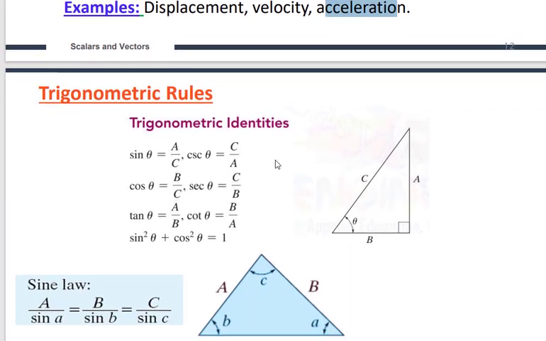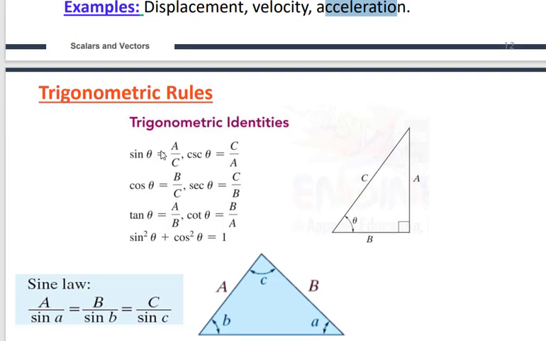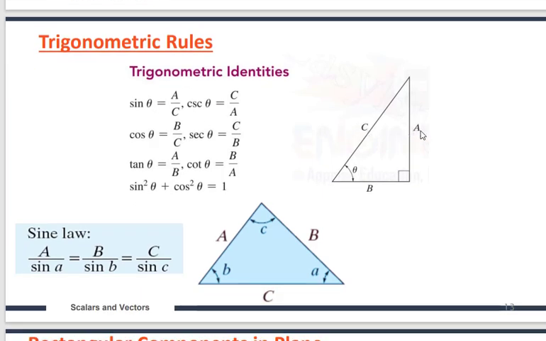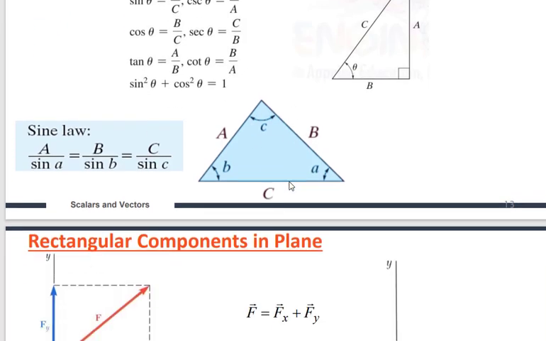Okay, these are some trigonometric rules which you must know. Sin theta is opposite over hypotenuse, remember. Cosine theta is adjacent over hypotenuse. Tan theta is opposite over adjacent. Sin square theta plus cosine square theta is 1. This you should remember. Also remember this sine law: a over sine A is equal to b over sine B, equal to c over sine C. This is the basic law which you should remember.